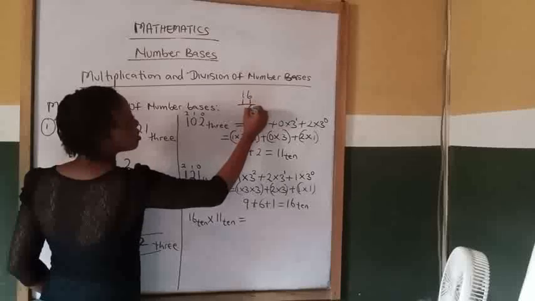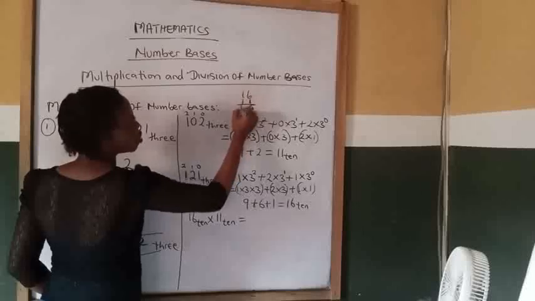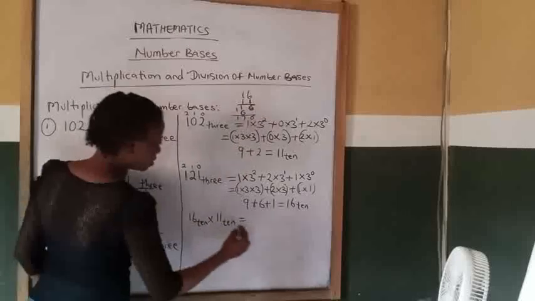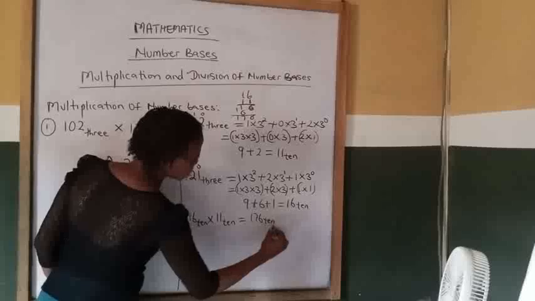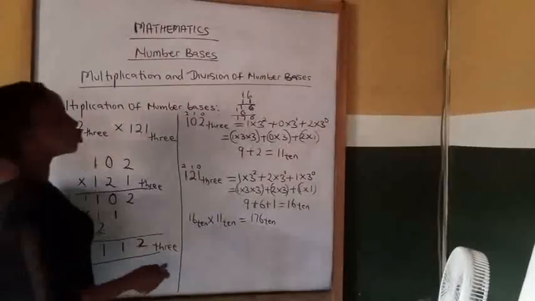1 times 6 is 6. 1 times 1 is 1. Then 1 times 6 is 6. 1 times 1 is what? Is 1. 6, 7, 1. So that is 176. So this 176 base what? Base 10. So it is our 176 base 10 that we are now going to convert to what?